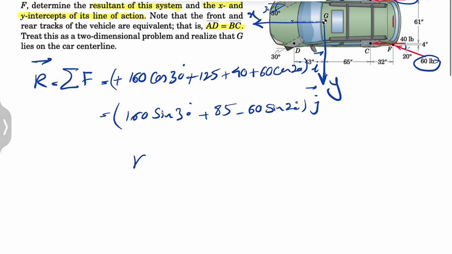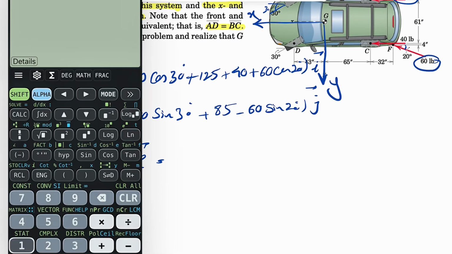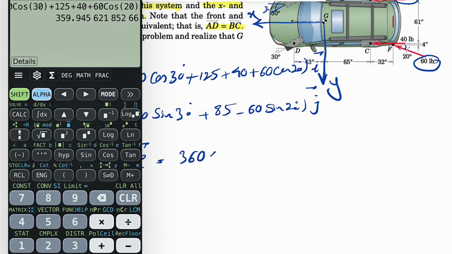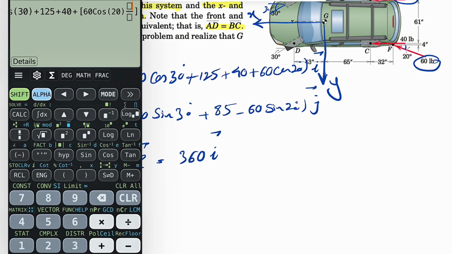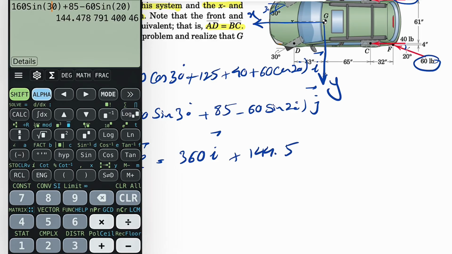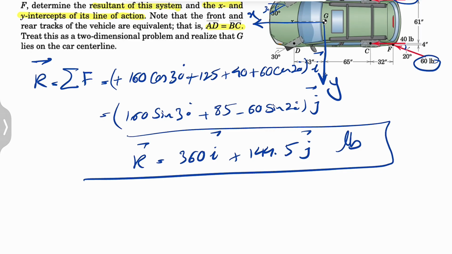All right, so let's see what we get for our resultant. Let's do the X first. 160 cosine of 30 plus 125 plus 40 plus 60 cosine of 20. That's going to give us 360 i as the X component. And let's move on to Y. So 160 this time, sine of 30 degrees, plus 85 minus 60 sine of 20. The first one was 30. And this is going to give us 144.5 j, and the unit will be pounds. So that's going to be our resultant force.